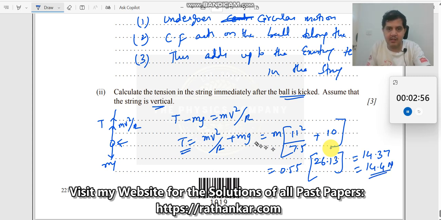Okay. Or if you want to put it only in two significant figures, you can just put it as 14 Newton. According to the marking scheme, it is being put as 14 Newton. So thus we complete all the problems. Okay, as of today. So let me see how you guys are going to work on it. How do you get the answers properly?